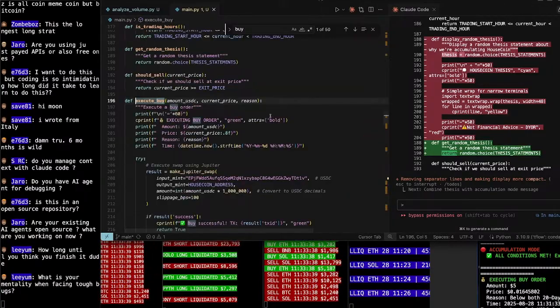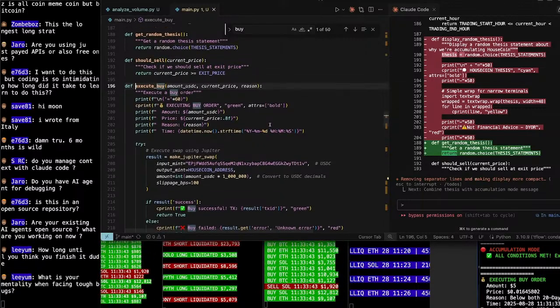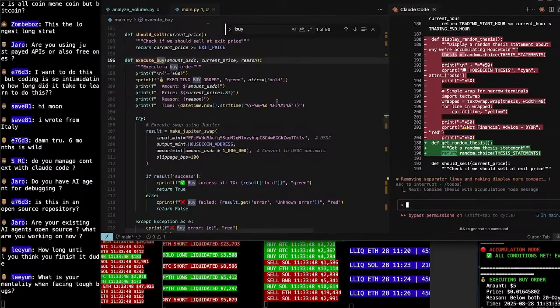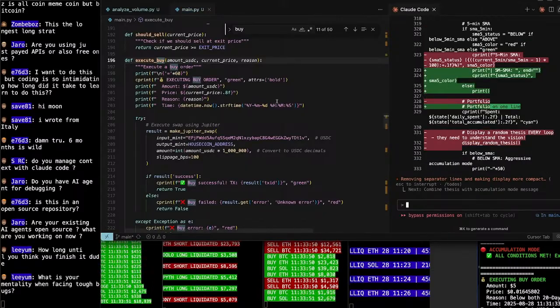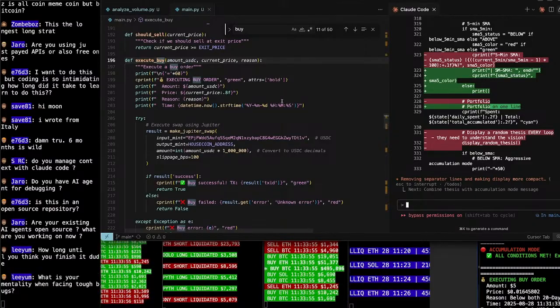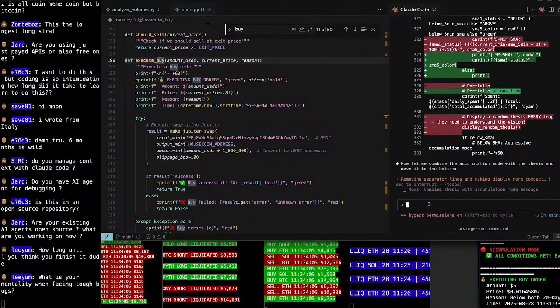Execute buy. It looks like you've built your own execute buy function. I don't want that. I want you to use the nice funcs function here, this exact one, as I know that one works. The one that we are using, delete that. Delete that one and bring over the exact market buy from the nice funcs.